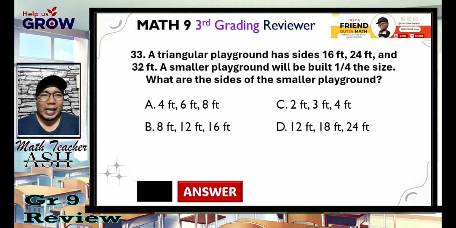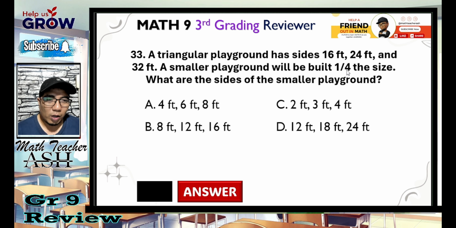Alright, my dear math learners, it says here that the smaller playground will be built 1/4 the size. So, using the given sides of the triangular playground, 16, 24, and 32, you just multiply them by 1/4. So 16 times 1/4, 24 times 1/4, and 32 times 1/4. Or you could also just divide directly. 16 divided by 4 is 4. 24 divided by 4 is 6. 32 divided by 4 is 8. So the answer is 4 feet, 6 feet, and 8 feet. Letter A. Let's check whether we are correct.